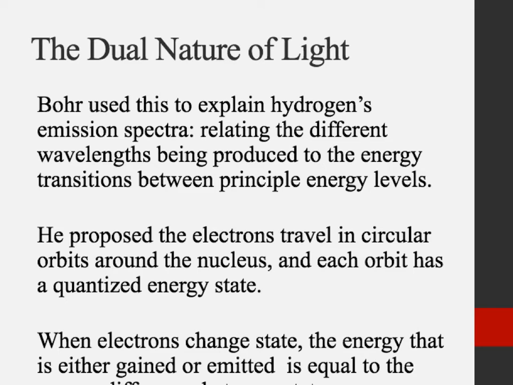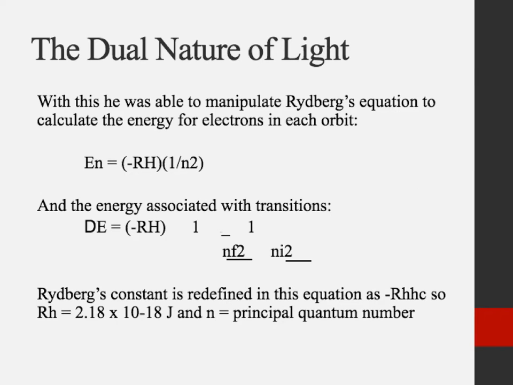When the electrons change state, the energy that is either gained or emitted is equal to the energy difference between the states. So we know that energy is emitted when we go from high to low, and that energy is absorbed when we go from low to high. With this, he was able to manipulate Rydberg's equation to calculate the energy for electrons in each orbit.